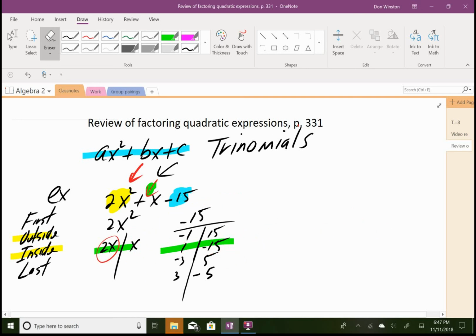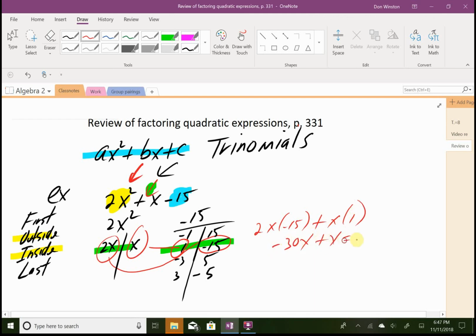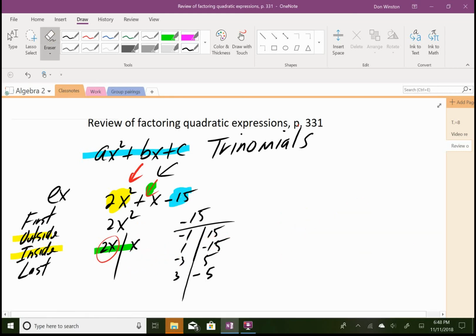Or I can do this. I can take 2x, multiply it by negative 15, and x times 1. So 2x times negative 15 plus x times 1 gives me minus 30x plus x, which equals negative 29x. That doesn't do it. So that pair of factors is not going to do it for me. Again, I'm looking for a positive 1, so I'll erase this. We'll move on to the next pair of factors.